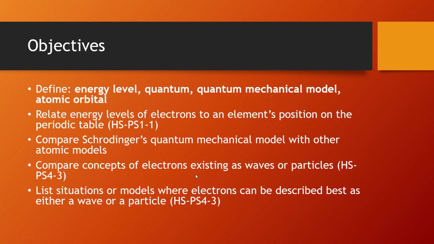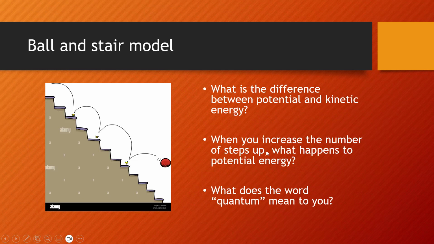Compare Schrodinger's quantum mechanical model with other atomic models. That's a big quest for this part of the class. Be able to compare concepts of electrons existing as waves or particles. We're going to do that in this micro lecture, and list situations or models where electrons can be described best as either a wave or a particle. So when is it most convenient to call it a wave? When is it most convenient to call it a particle?